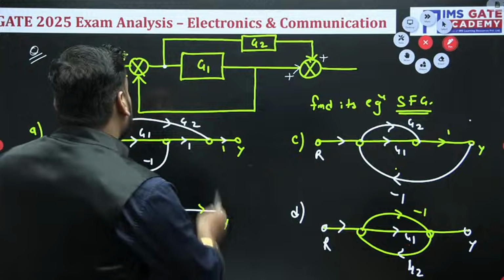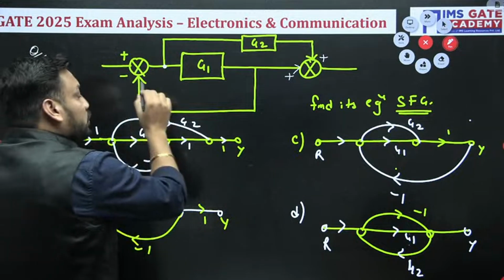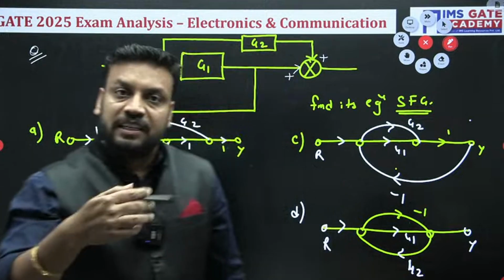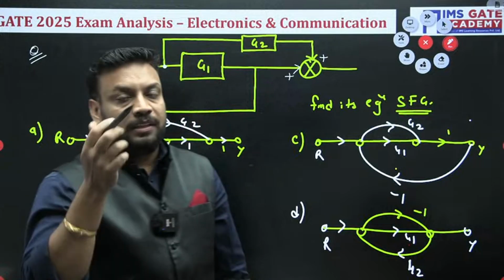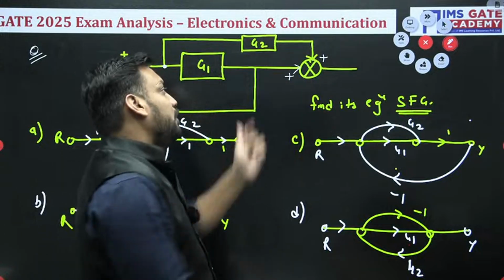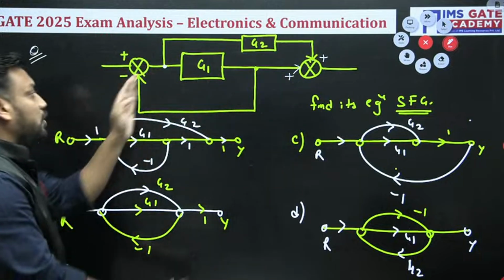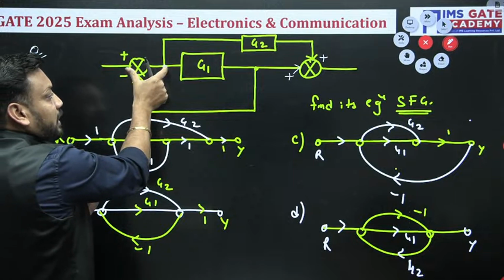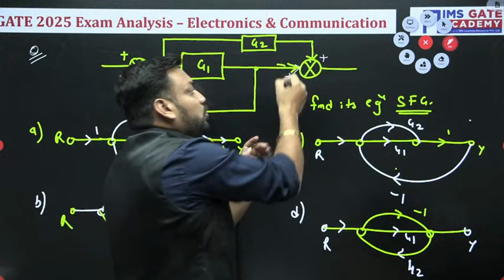Now tell me, this is the summing point, this is the take-off point, summing point, take-off point. So I told you alphabetically also, ST, so ST is valid, but TS, Sachin Tendulkar is okay, but Tendulkar Sachin is not okay here. Why? Because take-off point and summing point we cannot merge. But if summing point and take-off point are in series, then we can merge and represent them as one node. But this we cannot merge. I told you to remember this.